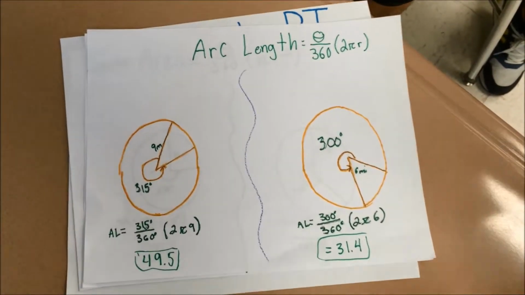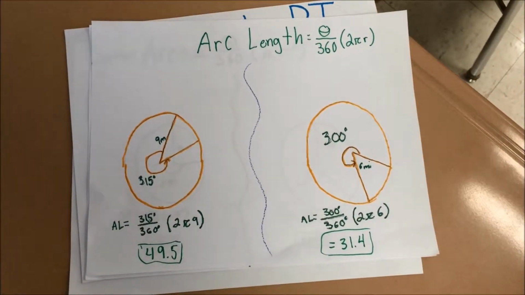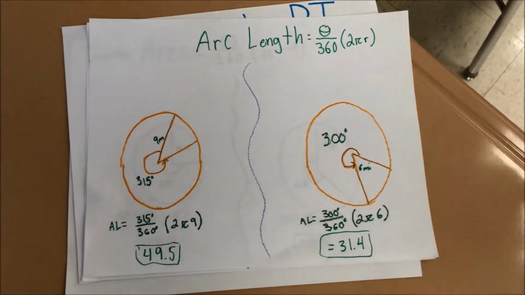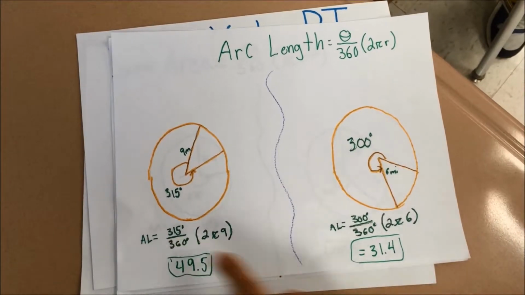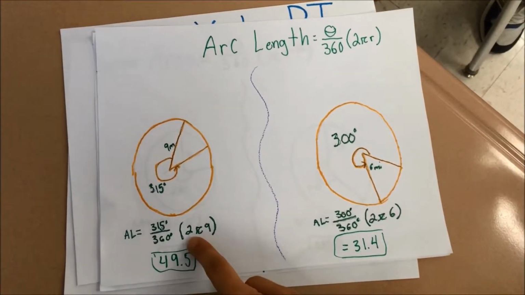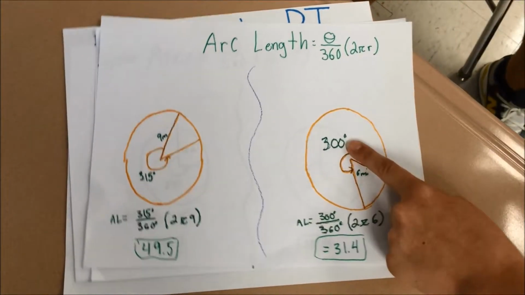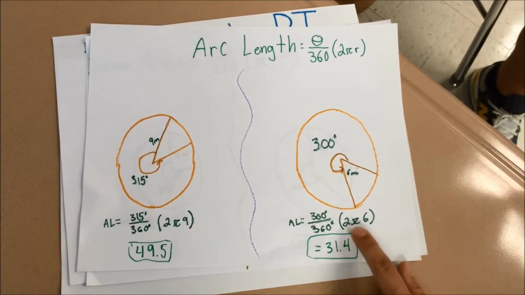Arc length. To find the arc length, you take theta and put it over 360 and multiply it by 2 pi r. To simplify, then you solve. For this problem, theta is 315 and you put it over 360. Then you multiply it by 2 pi and the radius is 9. For this one, theta is 300 and you put it over 360 and then you multiply it by 2 pi 6.